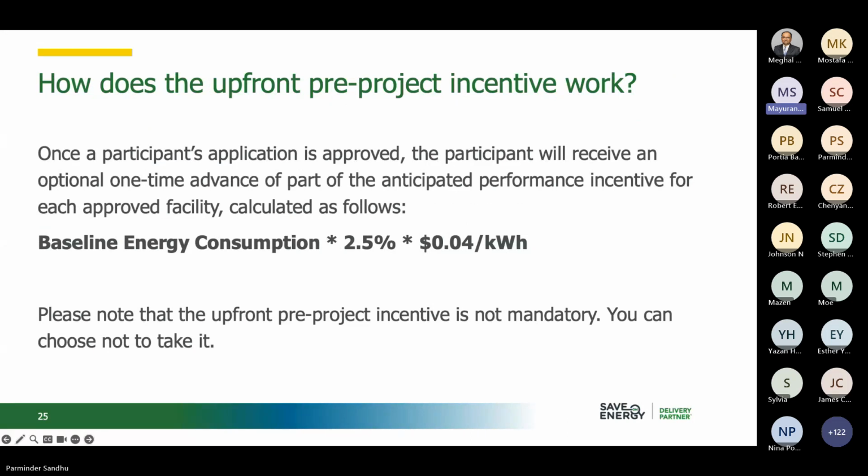How does the upfront pre-project incentive work? Once a participant's application is approved, the participant will receive an optional one-time advance of part of the anticipated performance incentive for each approved facility. The incentive is calculated as follows: the baseline energy consumption times 2.5% times 4 cents a kilowatt hour. Please note that the upfront pre-project incentive is not mandatory. You can choose not to take it.